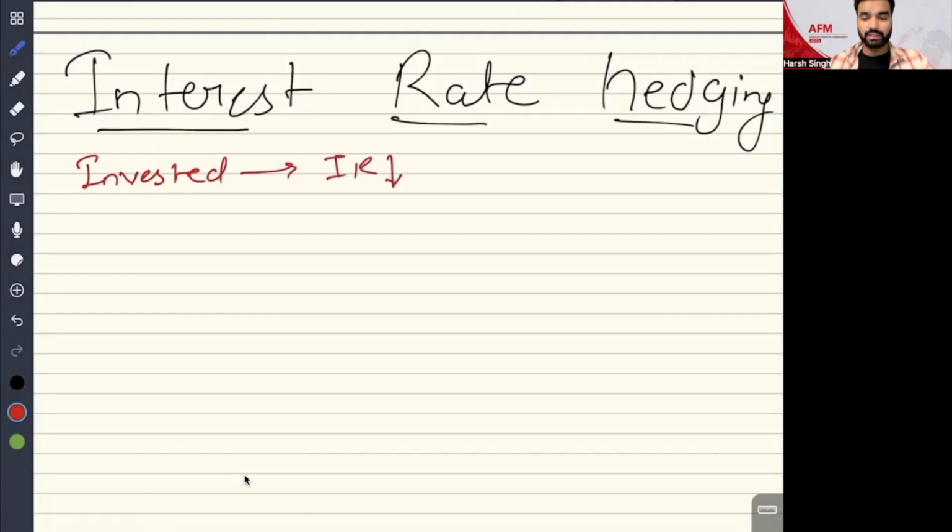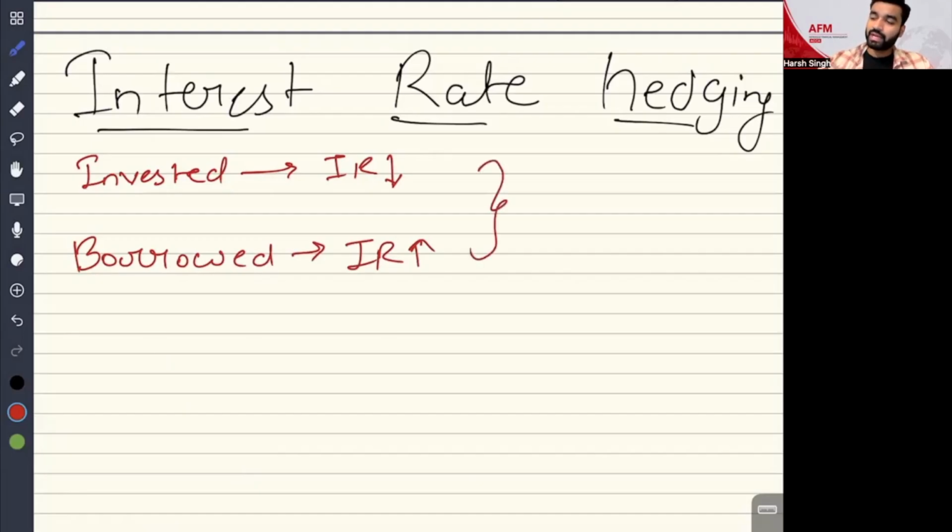That is the risk. If you have borrowed from somewhere, what is the risk? That the interest rate might go up. Correct. So there is always a risk that you as a company are facing in this situation as well, that the interest rate might go up and the interest rate might go down. So what we are going to do, everyone, is we are just trying to hedge this risk.